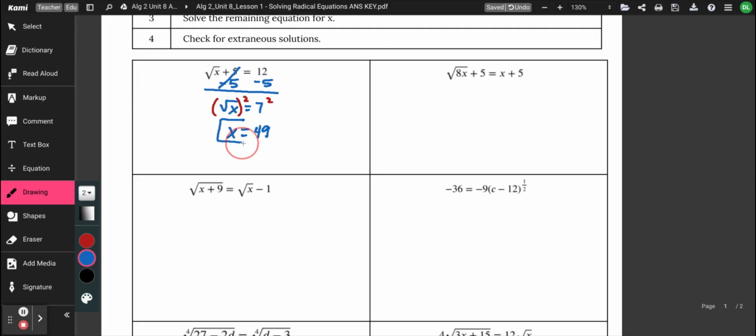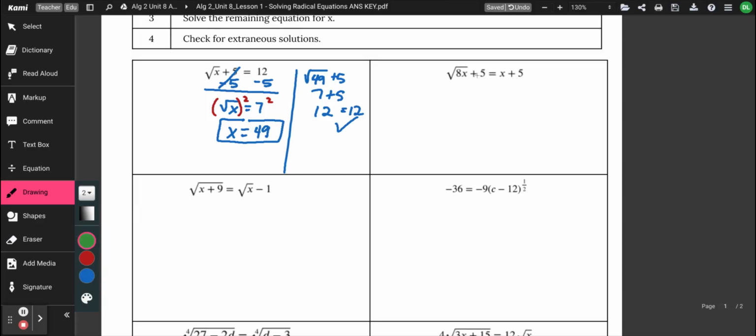Okay. And then we will take this solution and substitute it in and make sure it works. So my check is going to be the square root of 49 plus 5. This is 7 plus 5, which is 12. 12 is what I got on the right-hand side, so that works.